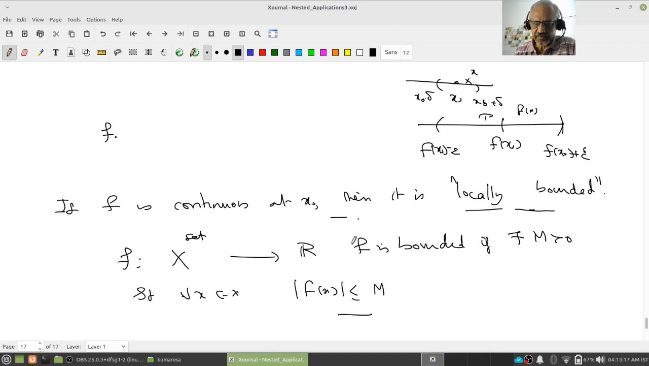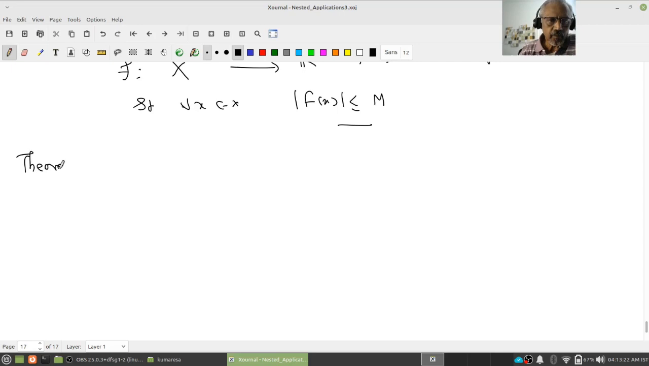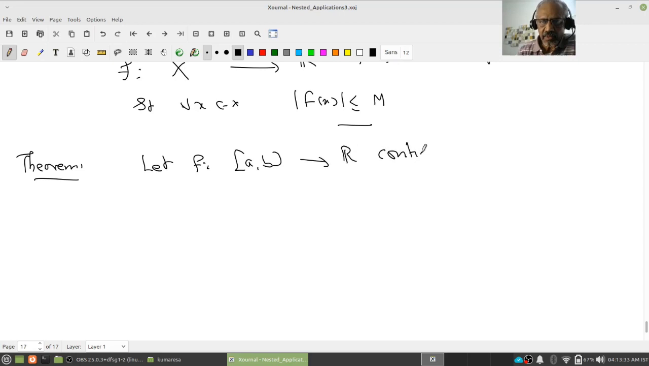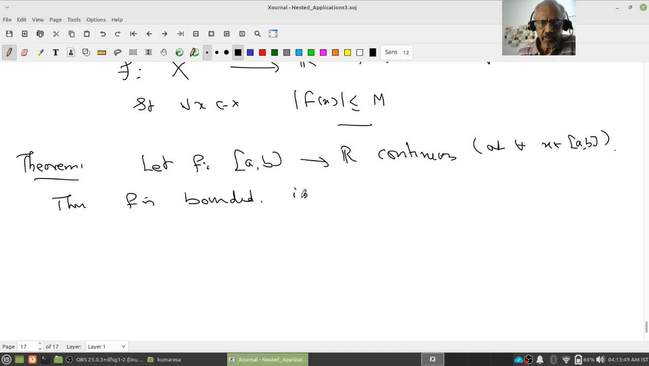So the theorem we want to prove today is the following. Let f be a continuous function from a closed and bounded interval [a, b] to R. When I say it's continuous, what does it mean? Continuous at every x in [a, b]. Then f is bounded. That is, there exists an M positive so that for all x in [a, b], we have |f(x)| less than or equal to M.